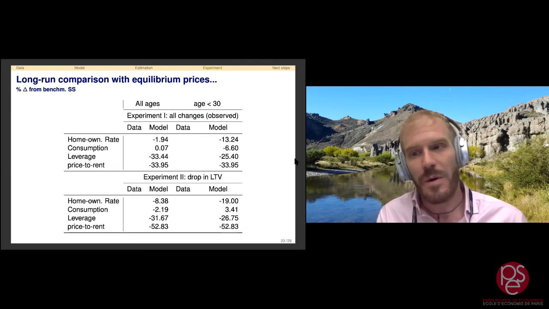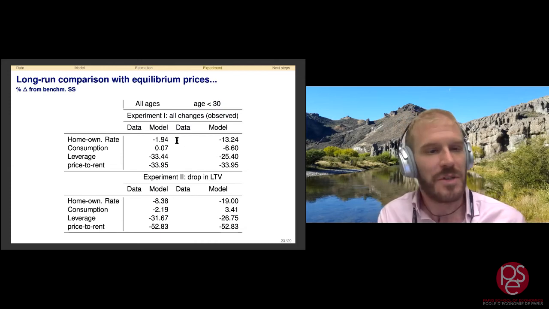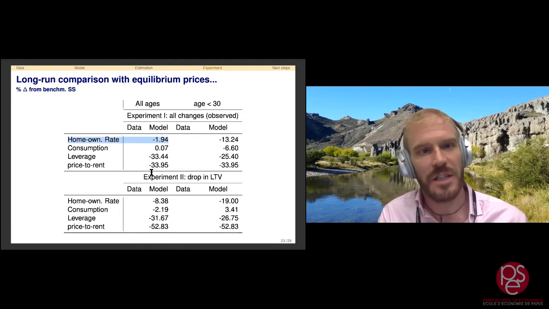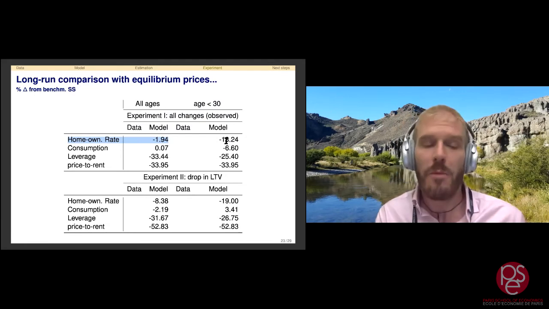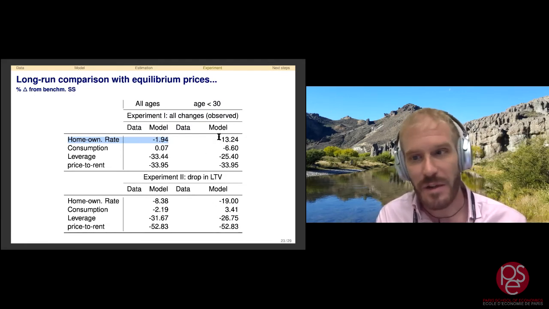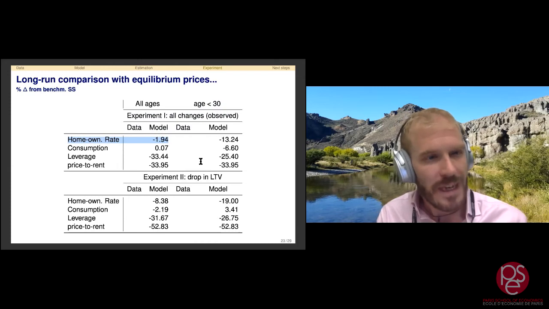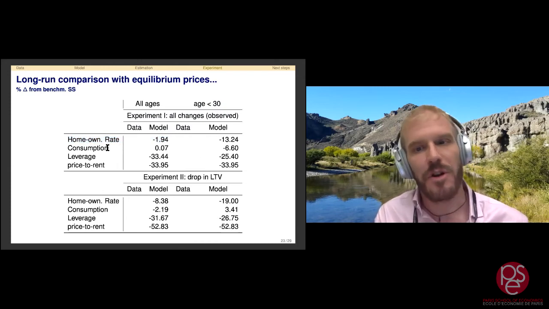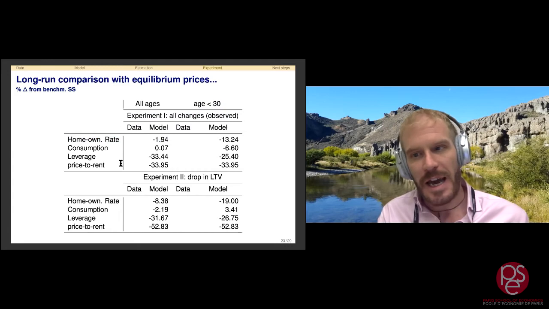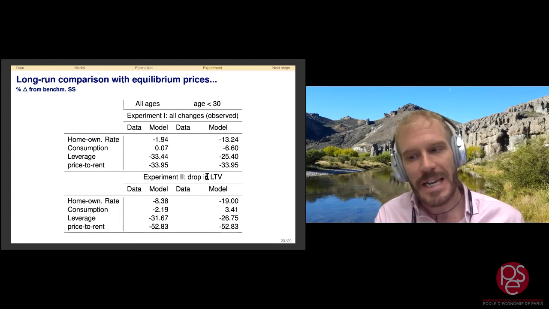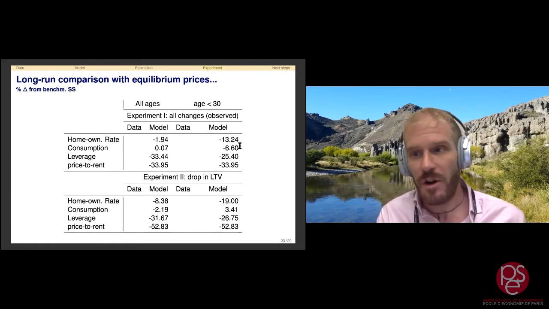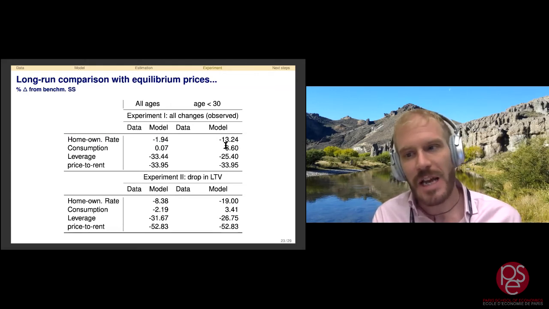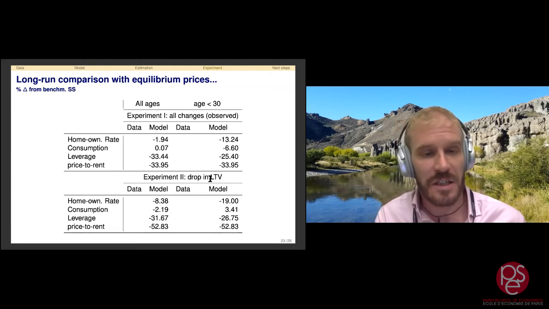What you can see is that, in accordance with what I was showing you in the aggregate time series, the aggregate homeownership rate doesn't change much. It drops by 1%, but the homeownership rate for young households drops significantly. Consumption, this is something that has been pointed out recently in the literature, and this is something we're trying to understand better in the model, because as I showed you in the data, consumption for young households drops significantly, but much less in the model as it currently stands.